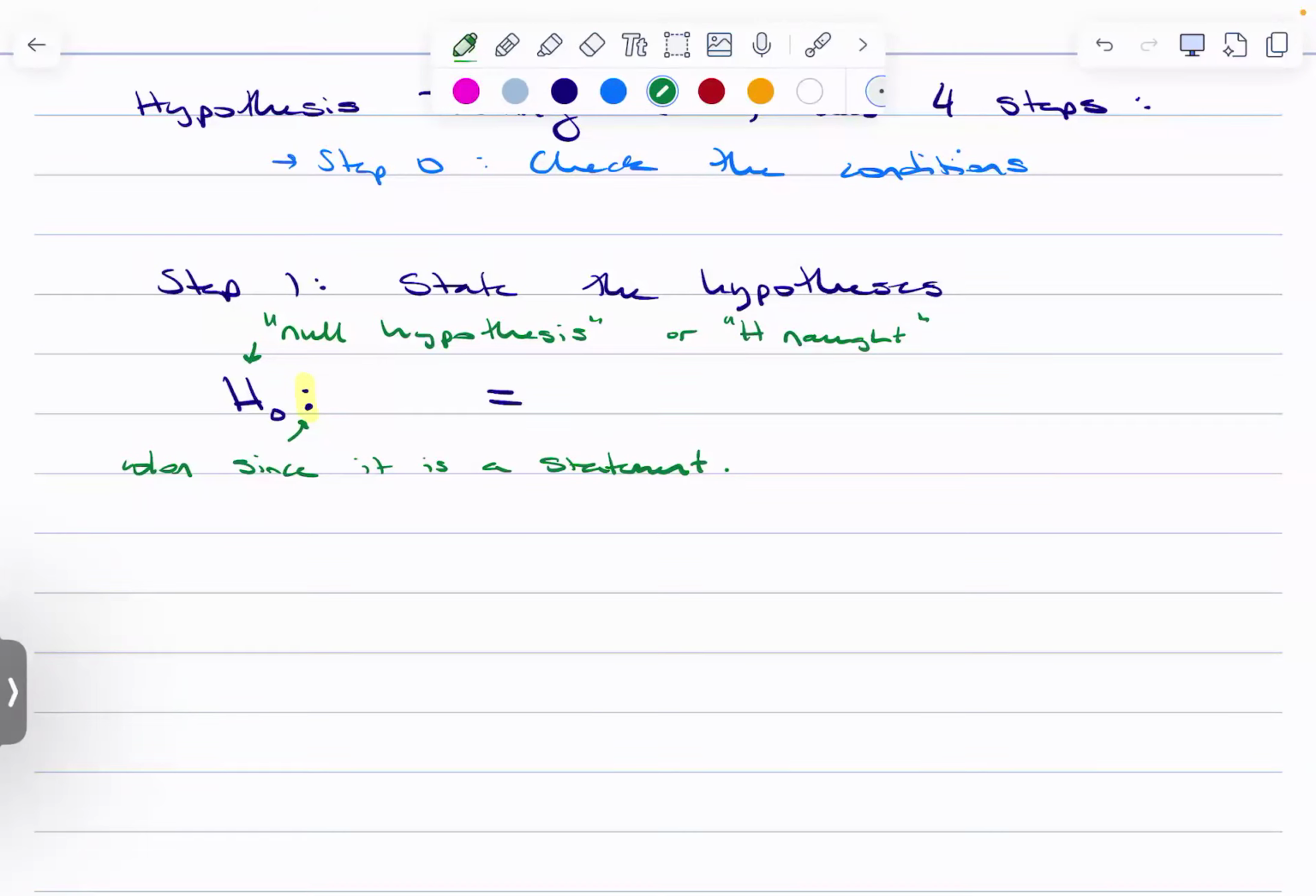And so here, the null hypothesis is about a parameter. I'm going to leave it like that. You'll see why in a sec.